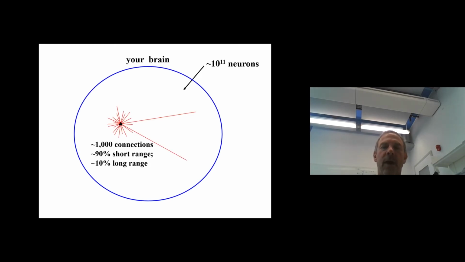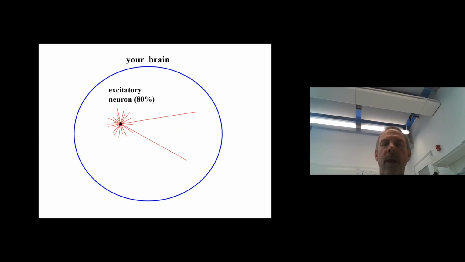It's got 10 to the 11th neurons. The red are excitatory neurons. They make about 1,000 connections. About 90% of the connections are short range, local within a few millimeters. The other 10% are long range, where different parts of the brain communicate with each other. Excitatory neurons constitute about 80% of the neurons in your brain. Inhibitory neurons are about 20%, and they're almost exclusively local in the cortex, meaning a few millimeters, maybe a centimeter. In other areas, they can be longer range.